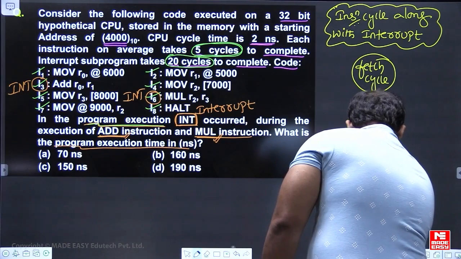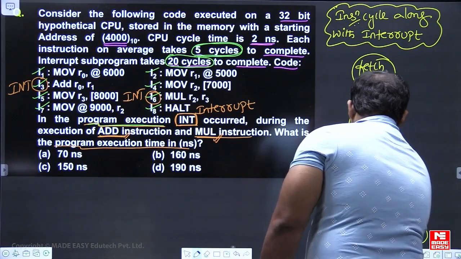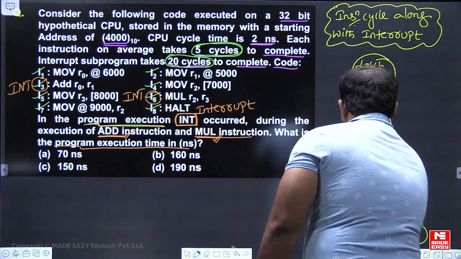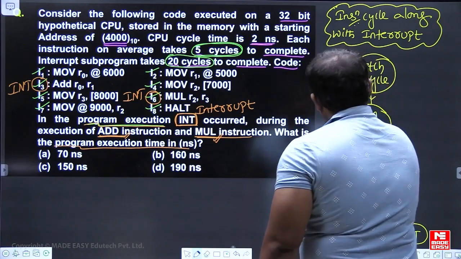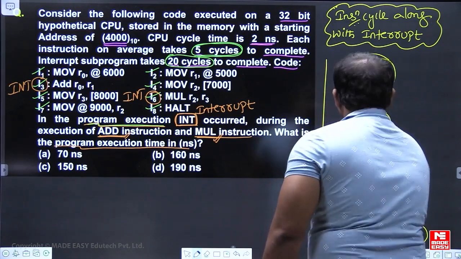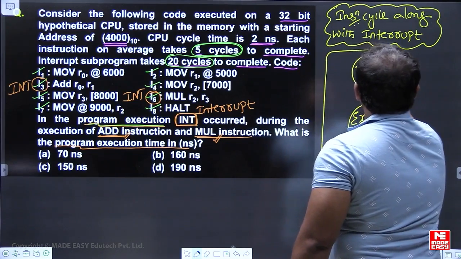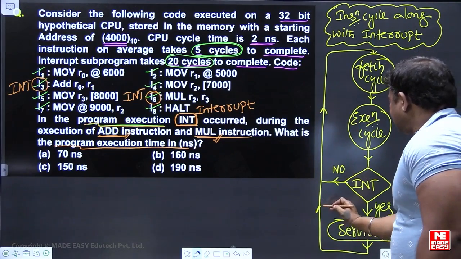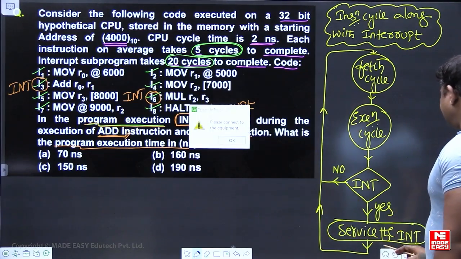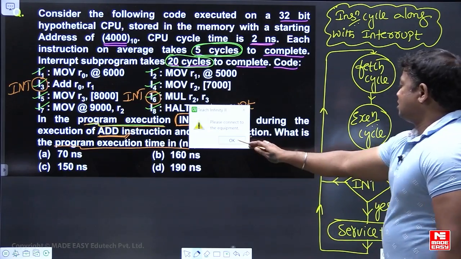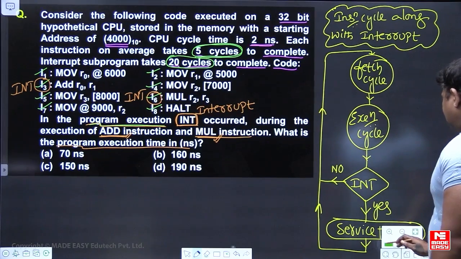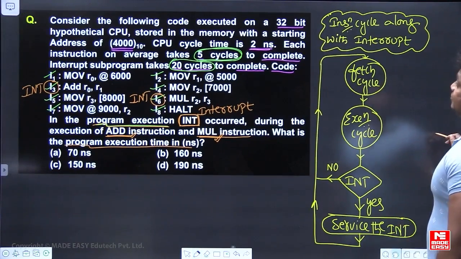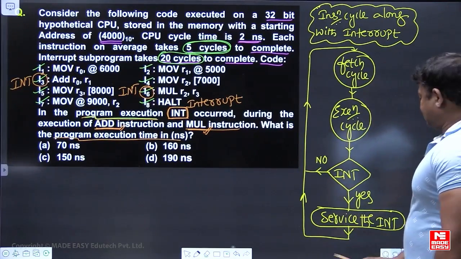After that, go back to the fetch cycle. If the interrupt is not present, simply go back to the fetch cycle without service. Yes, this is the concept required for this question. Dear students, if an interrupt is present, service the interrupt. If an interrupt is not present, directly go to the next fetch. This is the concept, okay?